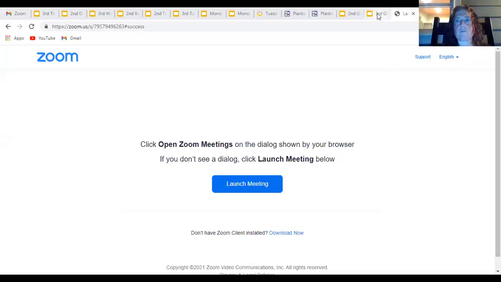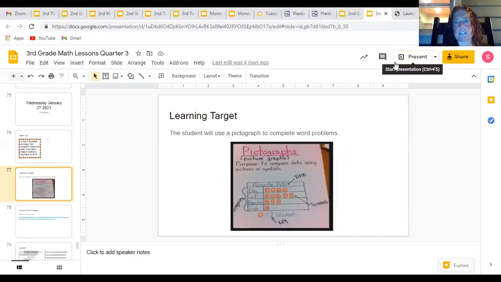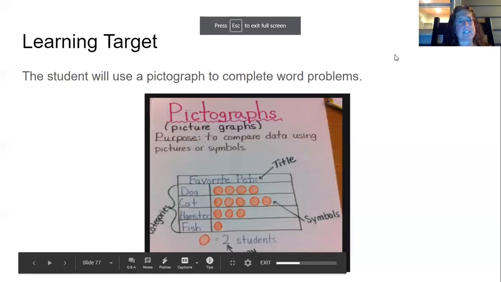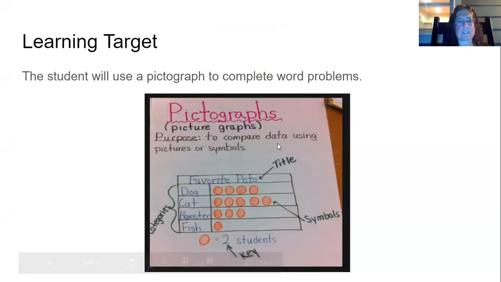As you know, we've been talking about graphing this week, and today we will continue that discussion with pictographs. All right, the student will use a pictograph to complete word problems. Our purpose in a pictograph is to compare data using pictures or symbols.